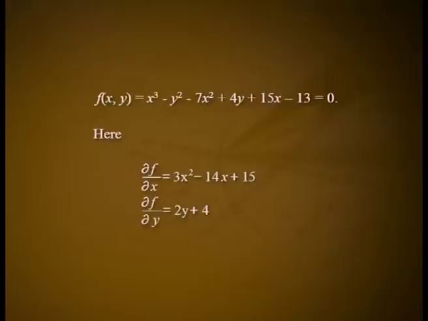Example 4. Consider the curve f(x, y) = x³ − y² − 7x² + 4y + 15x − 13 = 0.